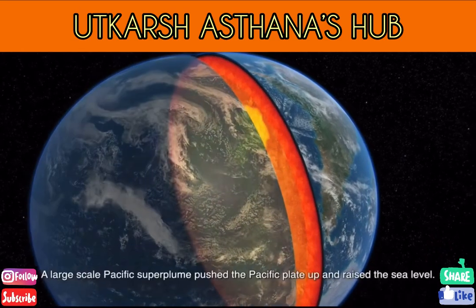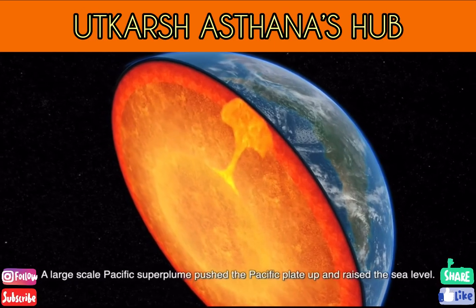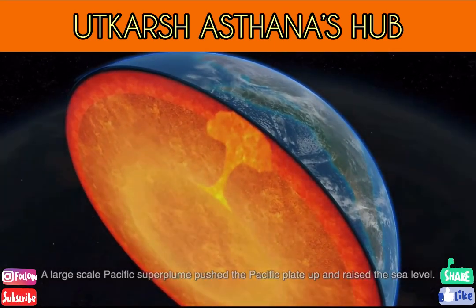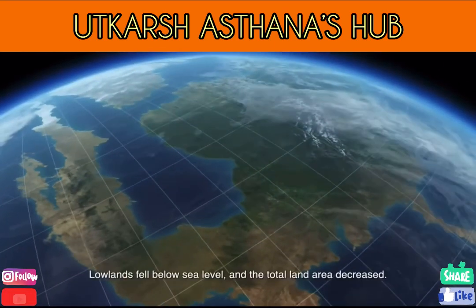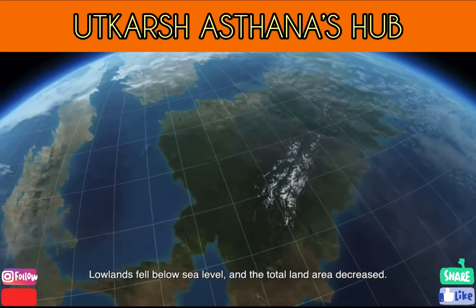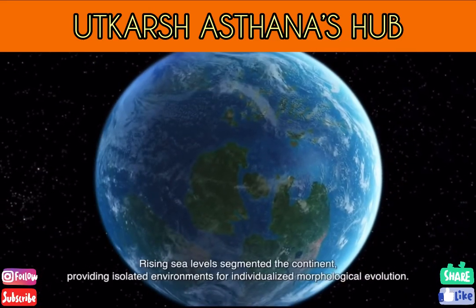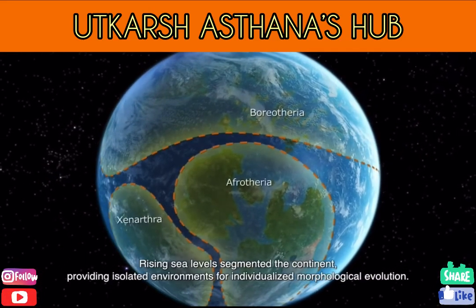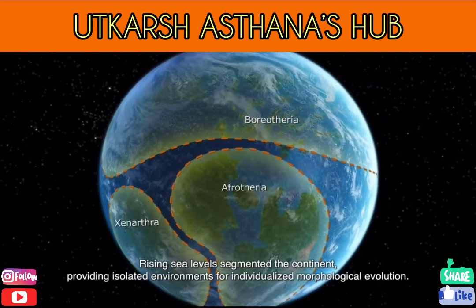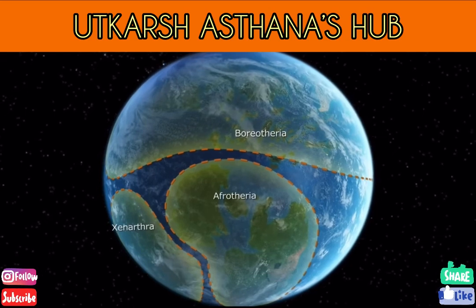When we split Earth into two halves, a large-scale Pacific superplume pushed the Pacific plate up and raised the sea level. We can clearly see that here. Lowlands fell below sea level and the total land area decreased. Rising sea levels segmented the continent, providing isolated environments for individualized morphological evolution. Xenarthra, Afrotheria and Boreotheria were three such environments.